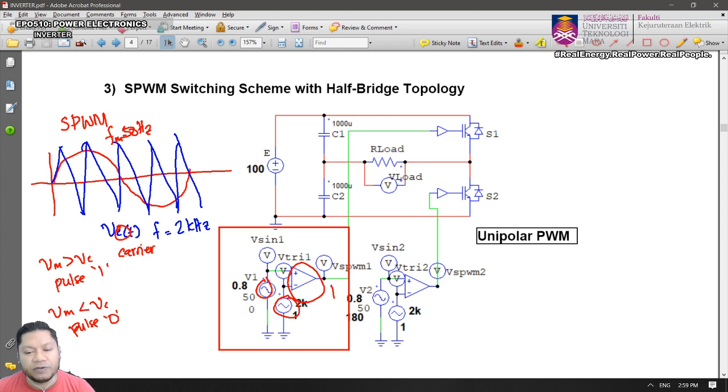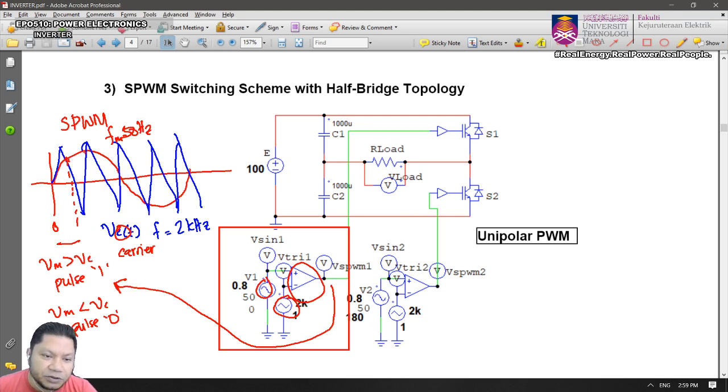So the output of here will follow these two rules. Whenever Vm is greater than Vc, the output pulse will equal 1. If Vm is lower than Vc, you will produce a 0. So it's on, off, on, off, on, off. Here, if you can see, during this time from 0 to this point, the output of the comparator will be 0.